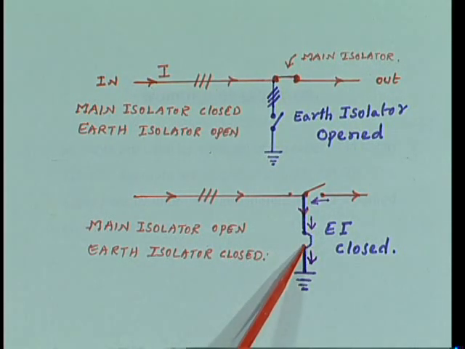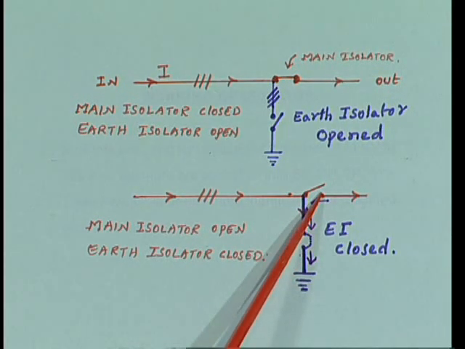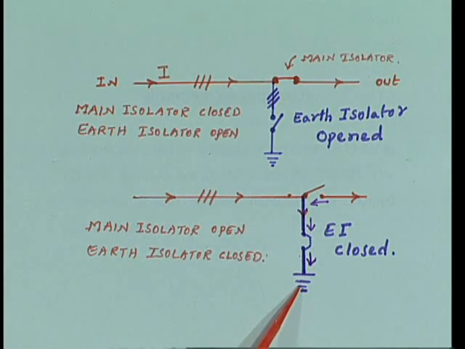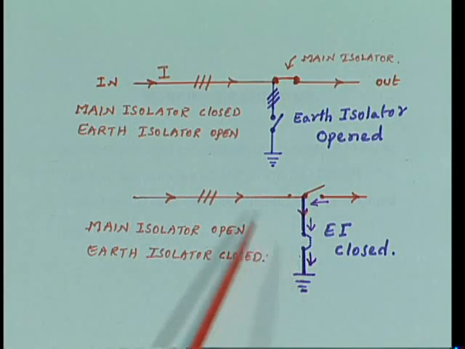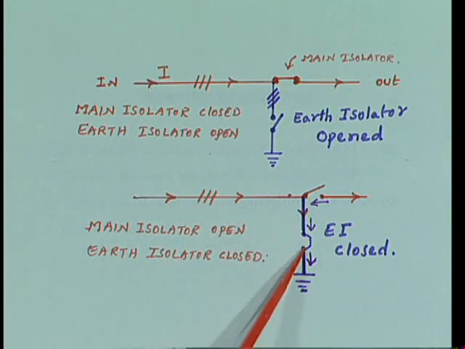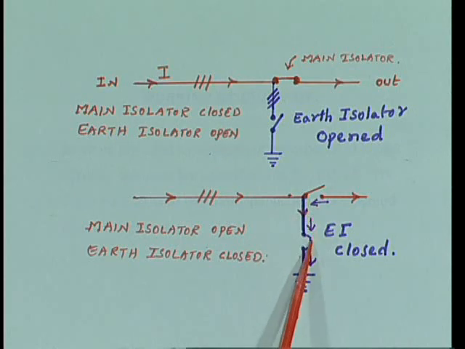Now what is the earth isolator doing? Whatever voltages exist after opening the main isolator should be bypassed to the ground. If it is not bypassed, then it leads to severe shocks to a person who is doing maintenance on this line. So nowadays in modern equipment systems, the main isolator and earth isolators are interlocked.